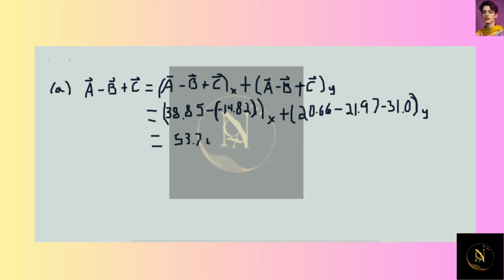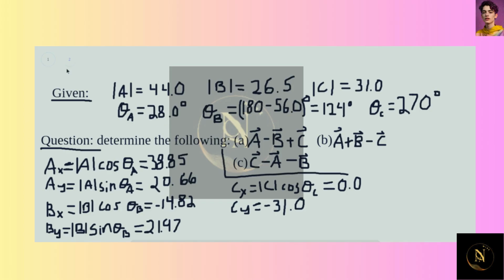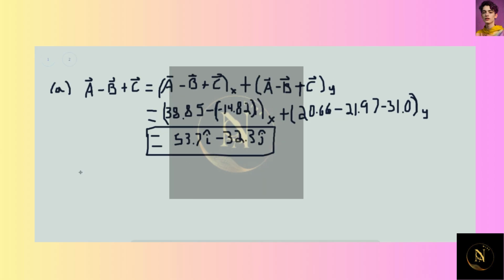53.7. I'm going to write this in the i hat direction, which is the x direction. It's another notation for x direction. And this is, excuse me, it's not plus, it's minus 32.3, and this is in the y hat direction, or also the j hat direction. The reason we report this to 3 significant figures is our values in the beginning were reported with an accuracy of 3 significant figures. If you go back here, all these values in the given section are 3 significant figures. So that's the most accurate we can report to.